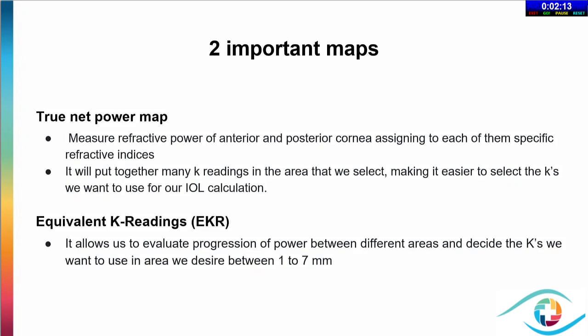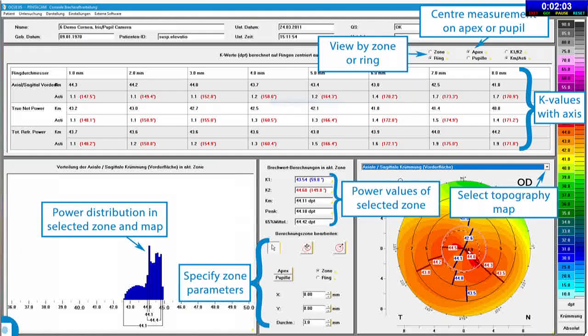And we can choose whether we want the measurement centered at pupil or apex, and then the actual zone which we want. Here below we can actually put the zone which we want to select. Usually 4 to 4.5 mm zone K values are used to calculate IOL power in these cases.